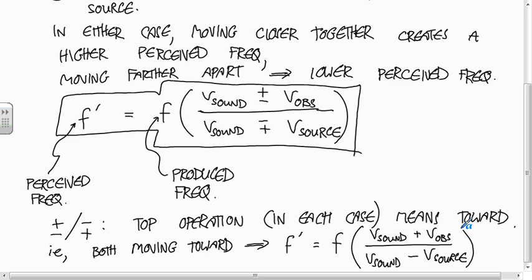And it also makes sense, if you don't remember just that little rule, you can also remind yourself that if they're moving towards each other, the perceived frequency is getting higher. So think about what it takes to make this fraction bigger. The numerator has to get bigger and or the denominator has to get smaller.